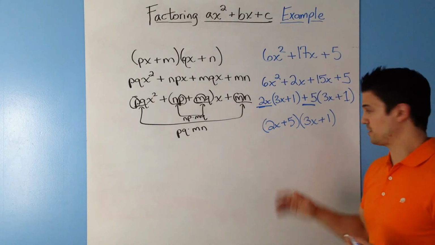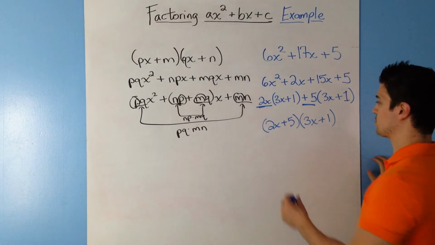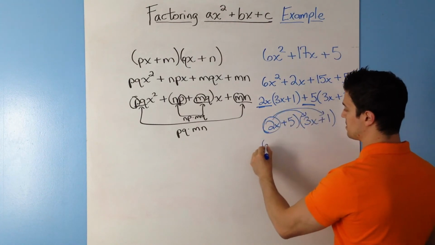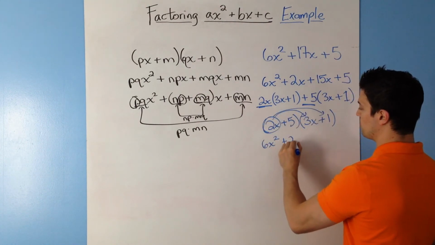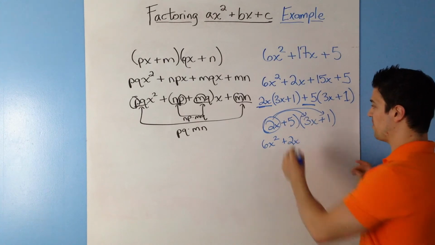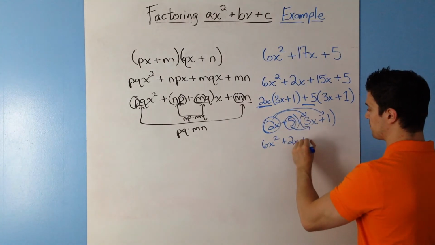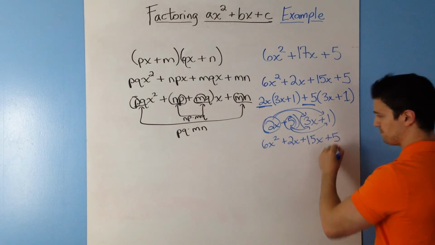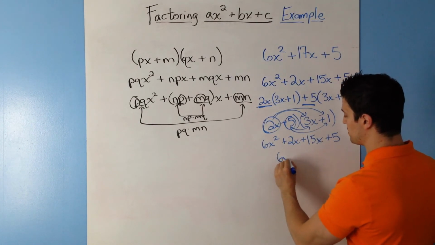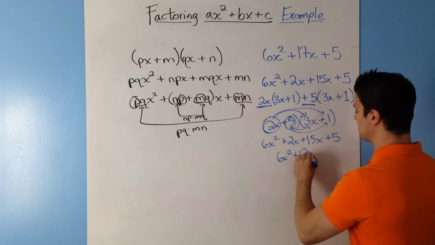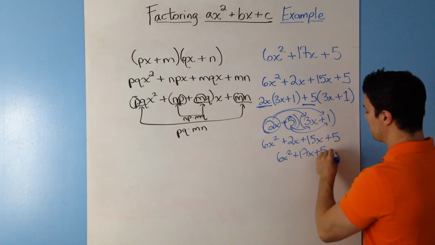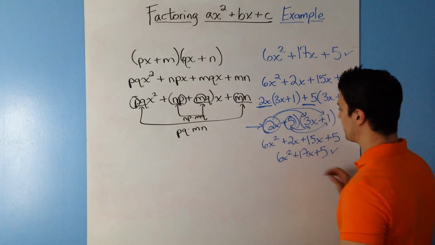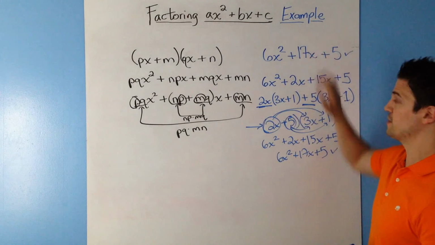Now a good way to test if this is right is to check your work. So I'm going to do the 2x times the 3x and times the 1, and you end up with 6x squared plus 2x. Then I'm going to do the same thing with this 5. So 5 times 3x is 15x. And then 5 times the 1 is 5. Simplify this, you end up with 6x squared plus 17x plus 5, which matches what we started with. So you know that this right here would be the factored form of this trinomial.